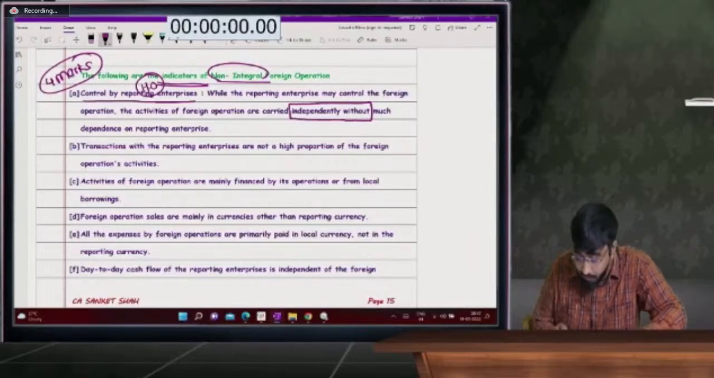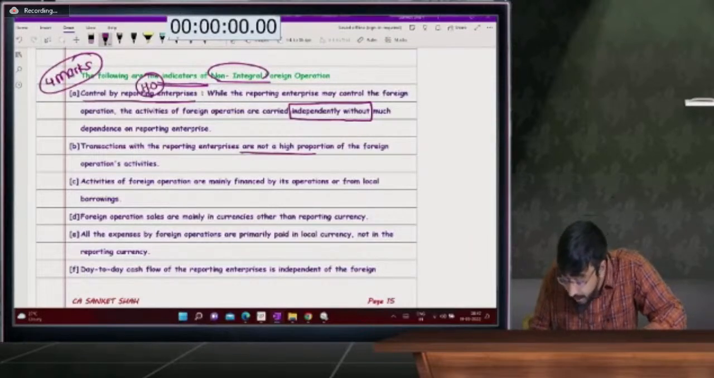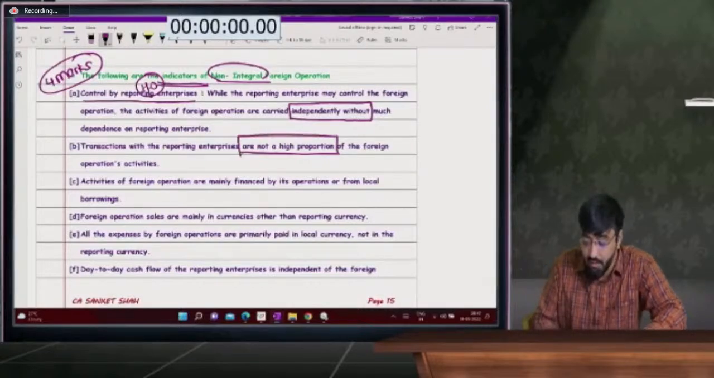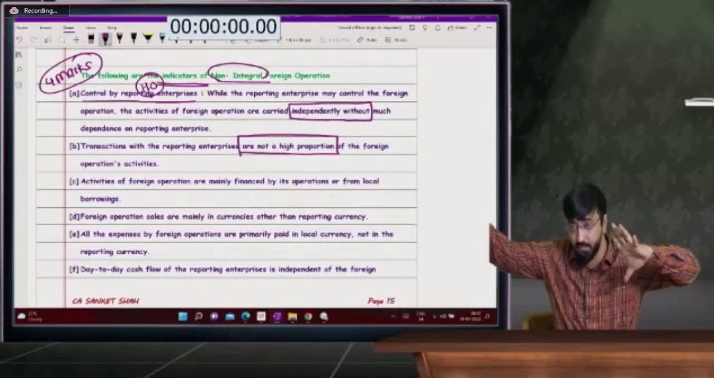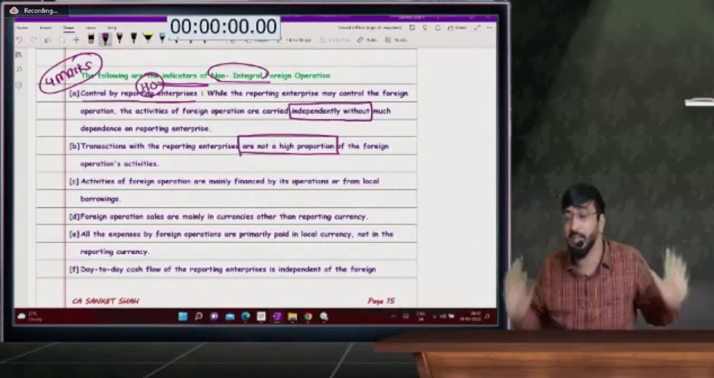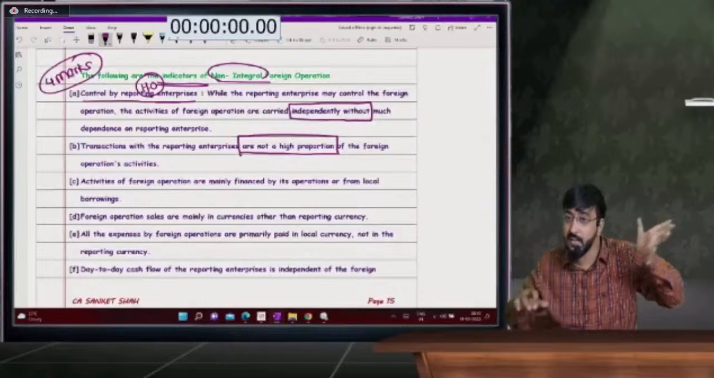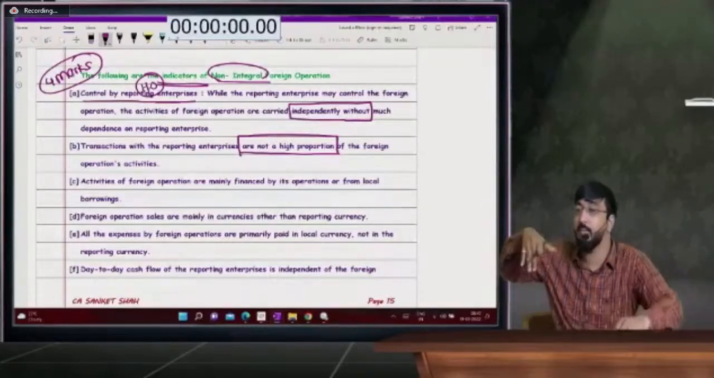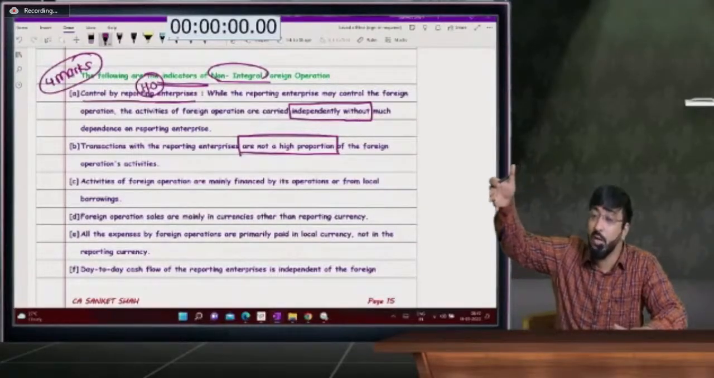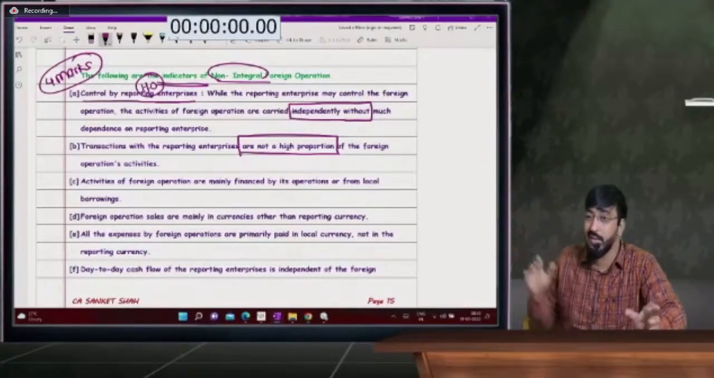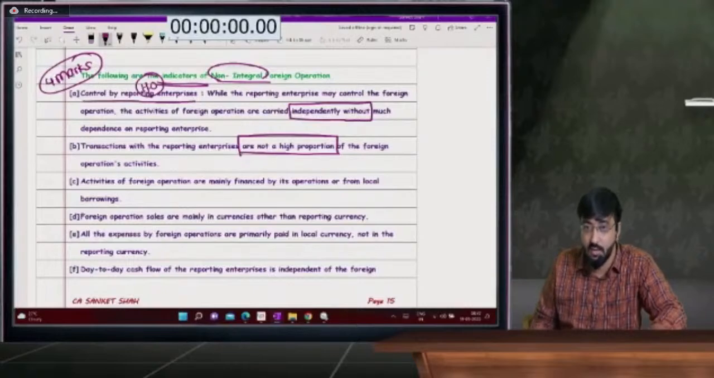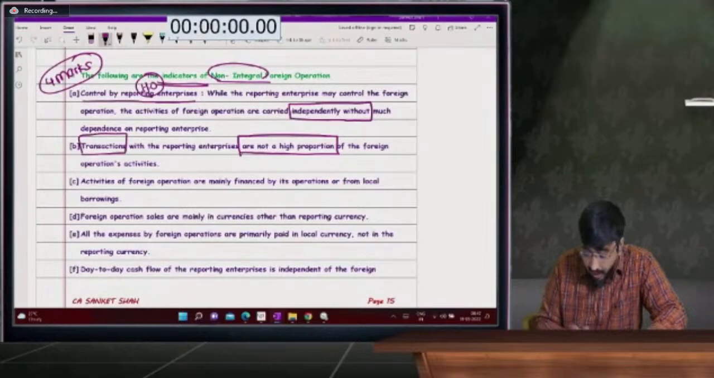Transactions with the reporting enterprise are not in high proportion. Okay. So head office does not send goods to the branch. Means hardly 20% goods they are receiving from the head office. For example, from India, they are getting only 20% material. 80% they own direct purchases. So transactions are not in very high proportion.